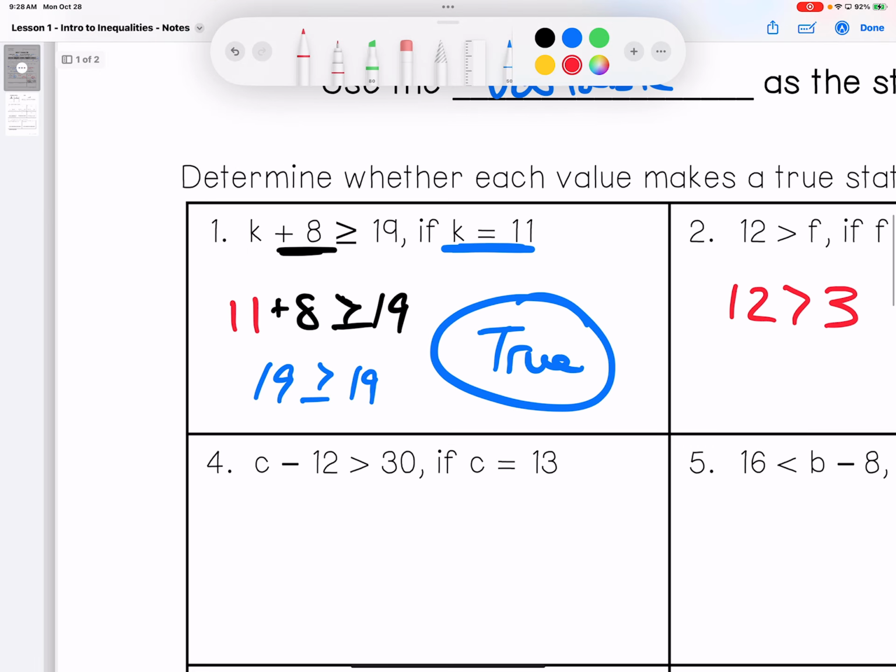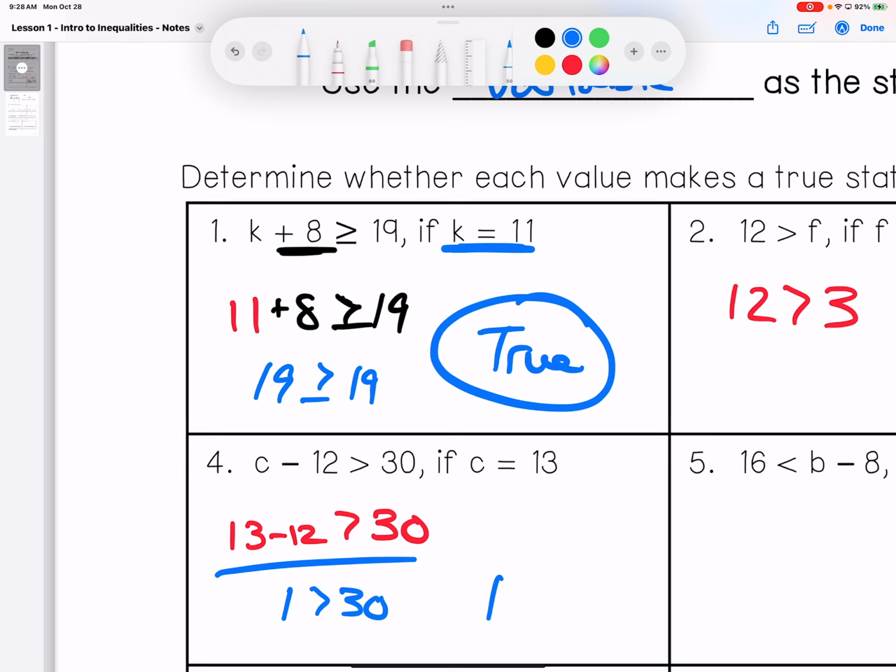Number 4, I'm going to plug 13 in for C. So 13 minus 12 equals 30. Some of you may be wondering, why did you not put that one in parentheses? Well, I could have. What number is butted up next to it? It's understood to be a 1. What is 1 times any number? Itself. So there's no number butted up next to it, so I didn't need to do the parentheses. All right, anyways, 13 minus 12 is 1. Is 1 greater than 30? I don't think so. That one is false.